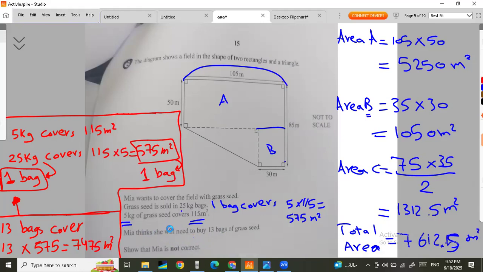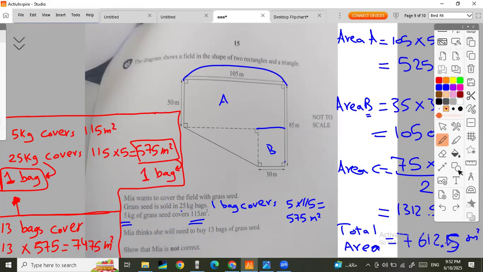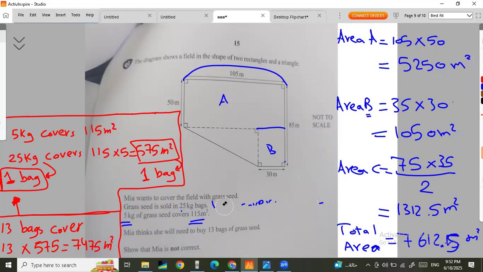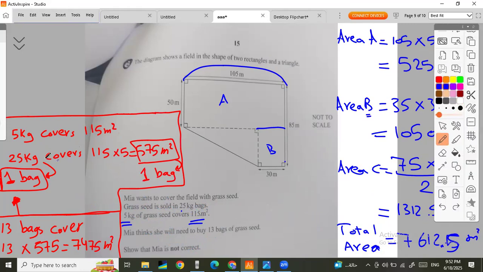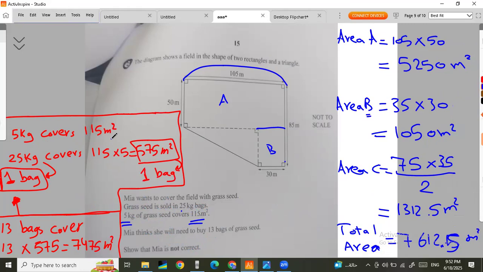Okay. The first thing that we need to do is to find, well, they're telling you 5 kilograms covers 115 meters squared. 5 kilograms covers 115 meters squared. I want to know one bag covers how much. One bag covers how much? Let's do this. I'm going to raise this one here. 5 kilograms covers 115 meters squared. So 25 kilograms, they're telling you that one bag is 25 kilograms. If 5 kilograms covers 115 meters squared, then 25 kilograms, which is one bag, covers how much?